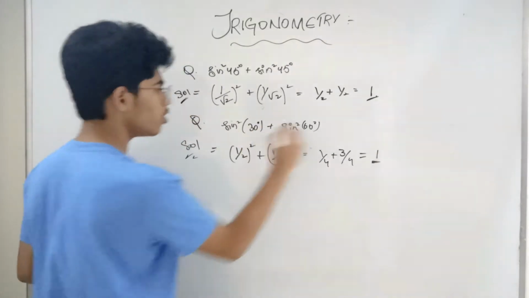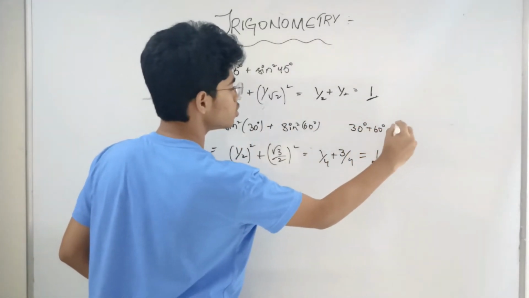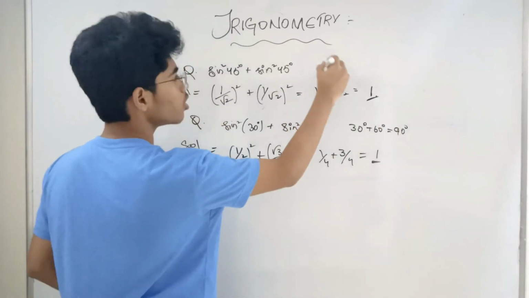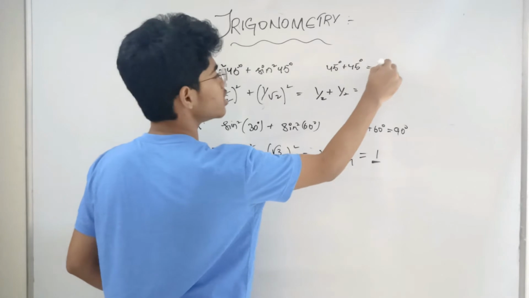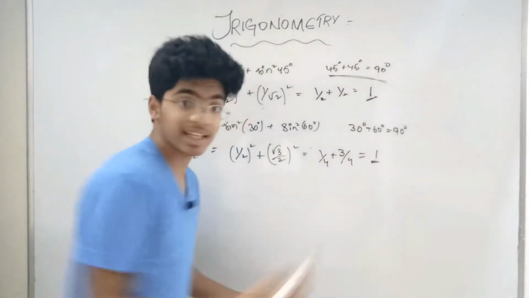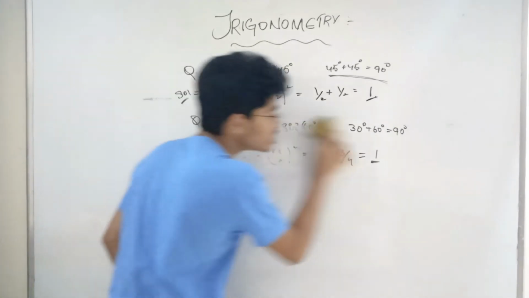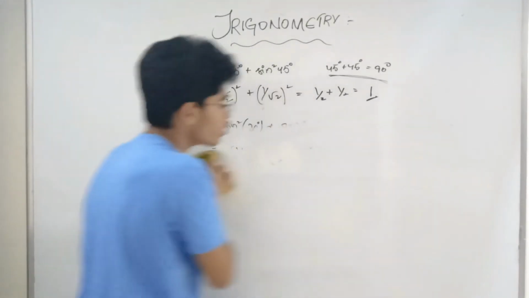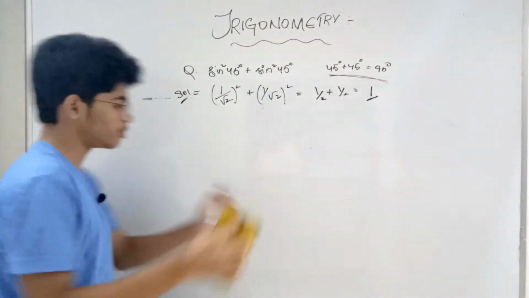Wait. Here 30 degrees plus 60 degrees is equal to 90 degrees. Here 45 plus 45 is also 90. Isn't it fascinating? Yes, it is. So we have a lot of small tricks and techniques for solving these kinds of questions. Now I'm going to show them to you.